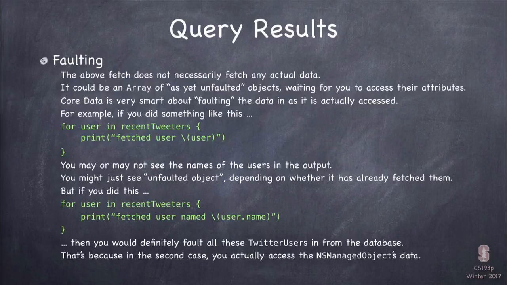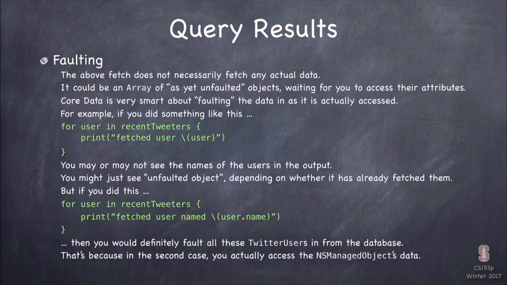Okay? So until I ask for a certain Twitter user's information, the Twitter user's name, the Twitter user's screen name, the Twitter user did not get faulted from the database. This is called faulting, okay? And so these objects, you can imagine, they're kind of shells, empty shells, and until you crack open the shell and start looking inside, it doesn't actually get the data for you.